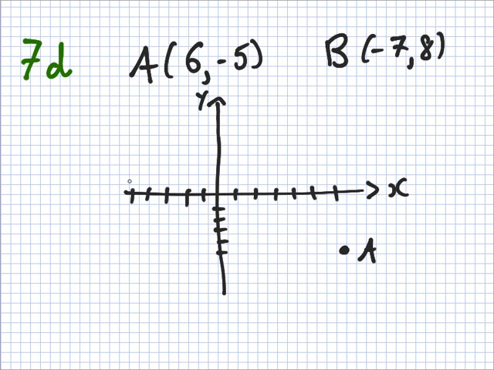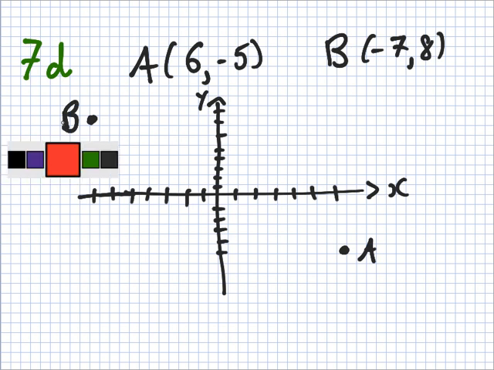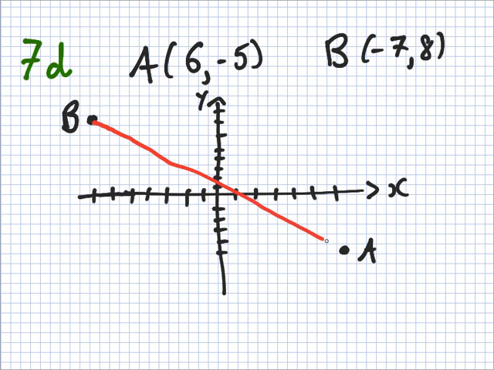Alright. 1, 2, 3, 4, 5, 6, 7. And then 8. 1, 2, 3, 4, 5, 6, 7, 8. Alright. There's B. And there's my line from A to B. Okay. Let's get the equation of the line now.